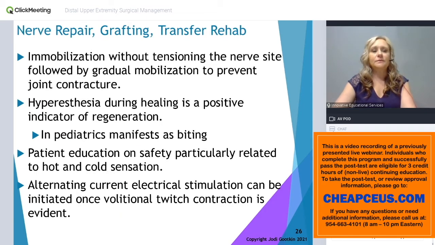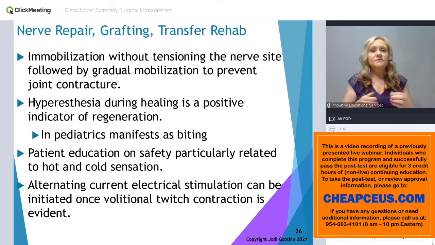When we look at the patients following nerve repair, grafting, and different nerve transfer techniques, oftentimes they're going to come out with some type of immobilization. This is necessary so there's not too much tension on that graft site or that transfer site to disrupt it. And we also don't want strangulation of it because healing needs to occur. Usually if it's a repair technique, they're immobilized for approximately 3 weeks while healing is occurring.